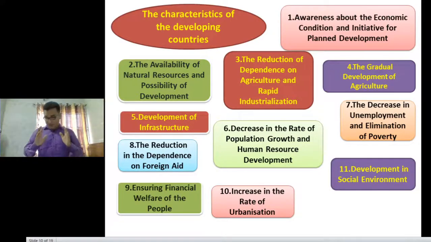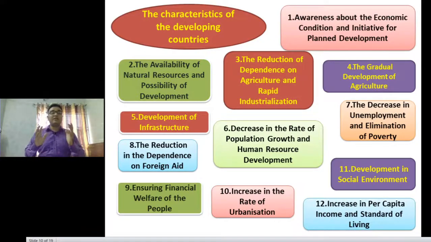Dear students, now I am going to discuss the next characteristic, that is the development in social environment. In this type of countries, we can see they have taken many measures for the development in social environment, and they are highly conscious about the social environment. So this is one of the characteristics.